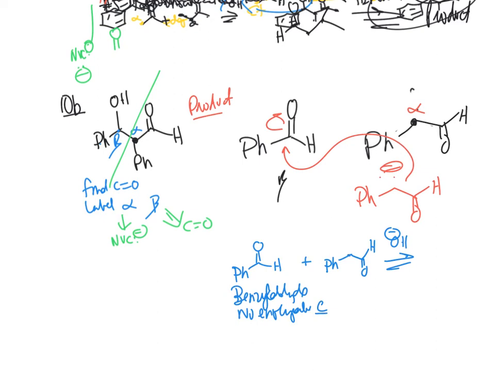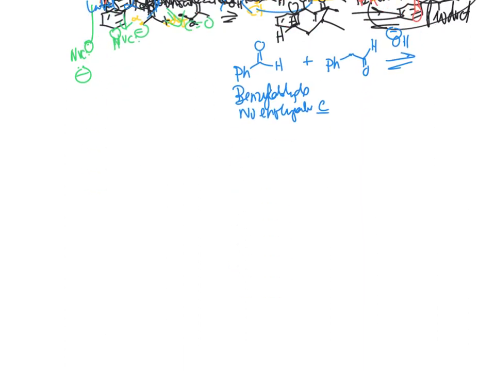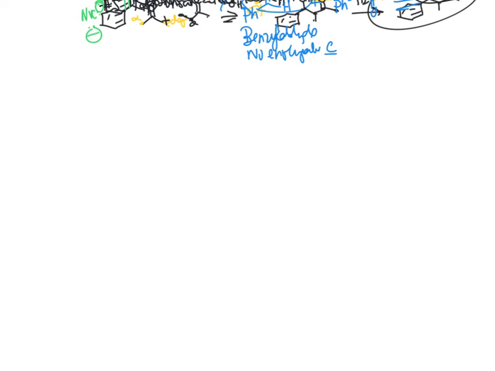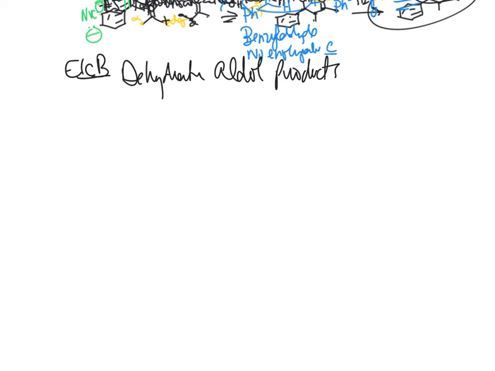Okay, I'm going to go ahead and push through Model 4 because I want you to do the additional problems. I want you to do them over the weekend. So we're going to do Model 4, and I've already talked about it anyway. It's the E1cb mechanism. It's dehydration of the aldol products. That's what you're going to see a lot, okay?